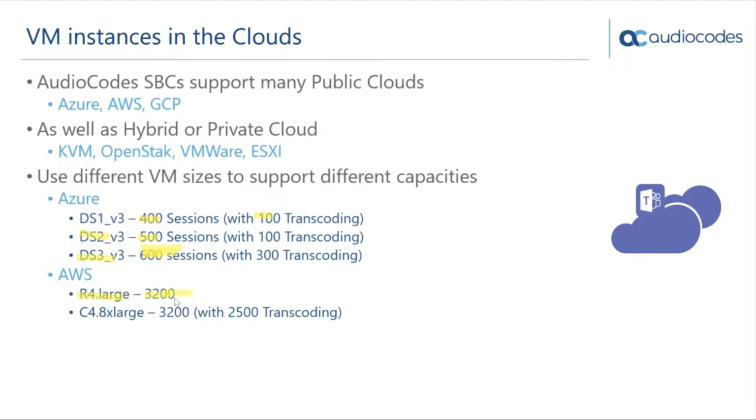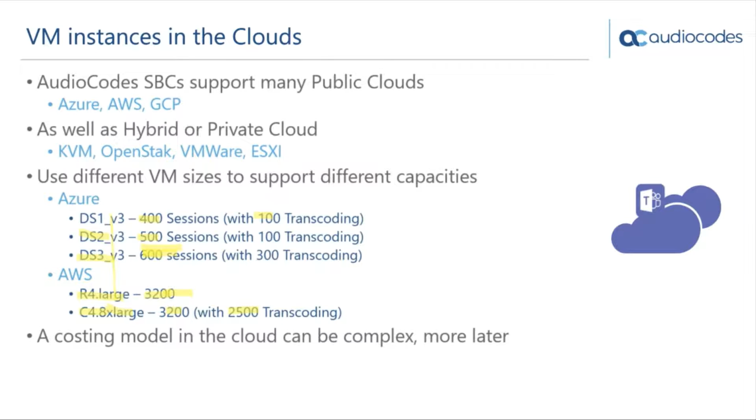That doesn't actually support transcoding, so if you need transcoding, you need to use the C4.8x large in Amazon. God knows where they get these strange names from, but that one supports 3,200 sessions and 2,500 with transcoding. So quite a lot of transcoding is possible, and that is G711 to Silk transcoding, if any of you saw the other sessions I did earlier where we discussed transcoding in much more detail. So you can see there are different machine types with different capacities needed, depending on which cloud you're going into. We can obviously produce a costing model to let you see how much these cost, but it can be quite complicated to produce these models.